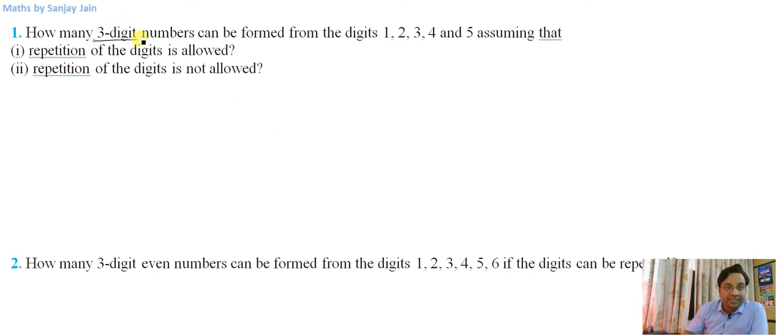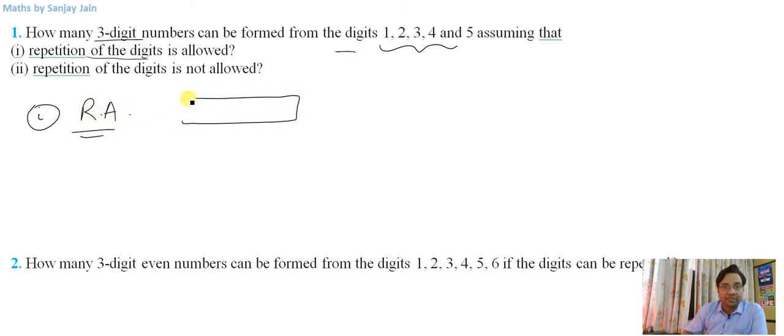So how many 3-digit numbers can be formed using these digits? The first part is, repetition of digits is allowed. What it means is we have to form 3-digit numbers. So we have got 3 places to fill and we have got these 5 digits. Repetition is allowed. So if I take any of these digits and place it here, how many ways can I do that? I can do that in 5 ways. I can pick 1, 2, 3, 4 or 5 and fill this place, right? So 5 different ways I can fill this place.